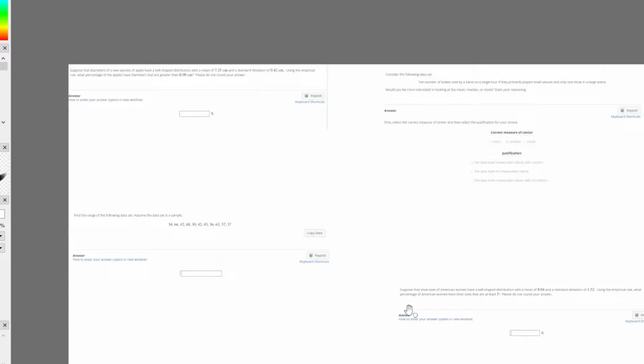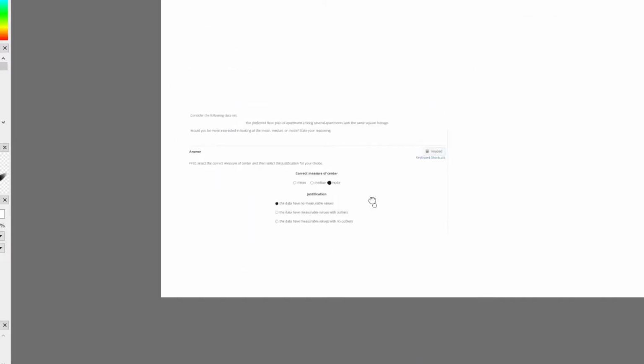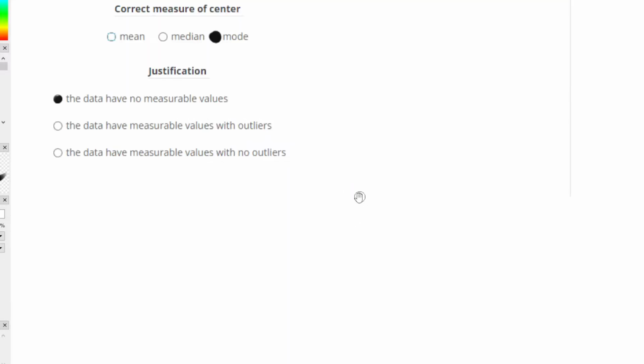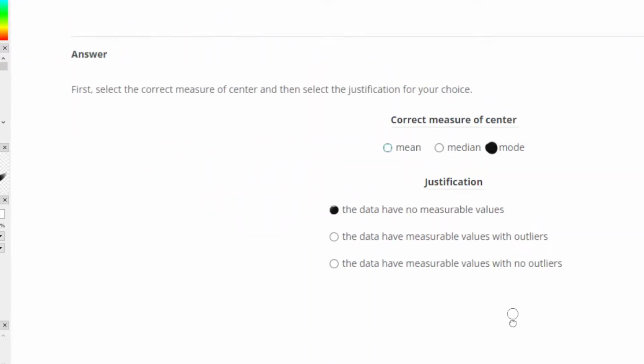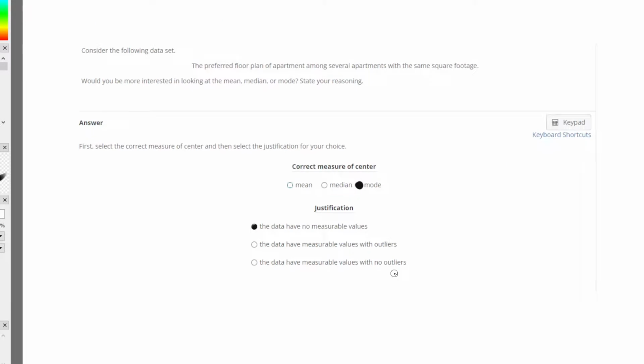I will hop into examples in just a moment, but I want to go into one example first that caught me off guard when I was doing this. It's this one that was the preferred floor plan of an apartment amongst several apartments with the same square footage. We're considering this data set, and we're wondering whether we'd be more interested looking at the mean, median, or mode, and we want to state our reasoning.